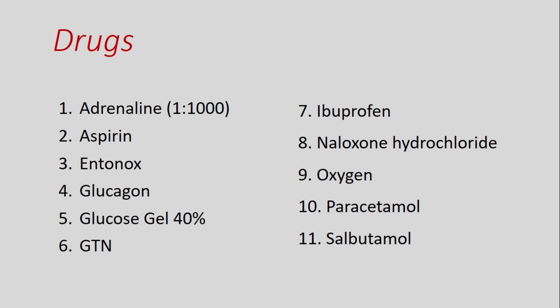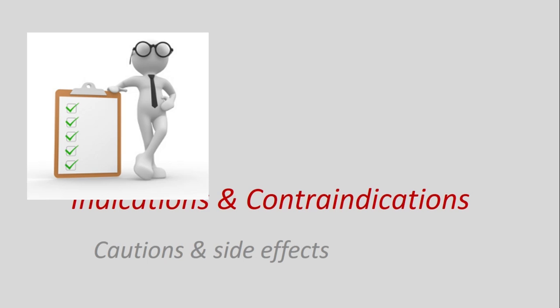So let's start by taking a look at the 11 drugs that we're going to explore today. The mechanism of action for these drugs are very much different in terms of how they exert their effects on the body. For example, adrenaline, Entonox, glucagon, naloxone hydrochloride and salbutamol all use different types of receptors, whereas aspirin, GTN, ibuprofen and paracetamol all interfere with enzyme pathways to exert their effects. Let's now take a look at these drugs one by one. We will focus on the indications, contraindications, side effects and cautions of these medications.